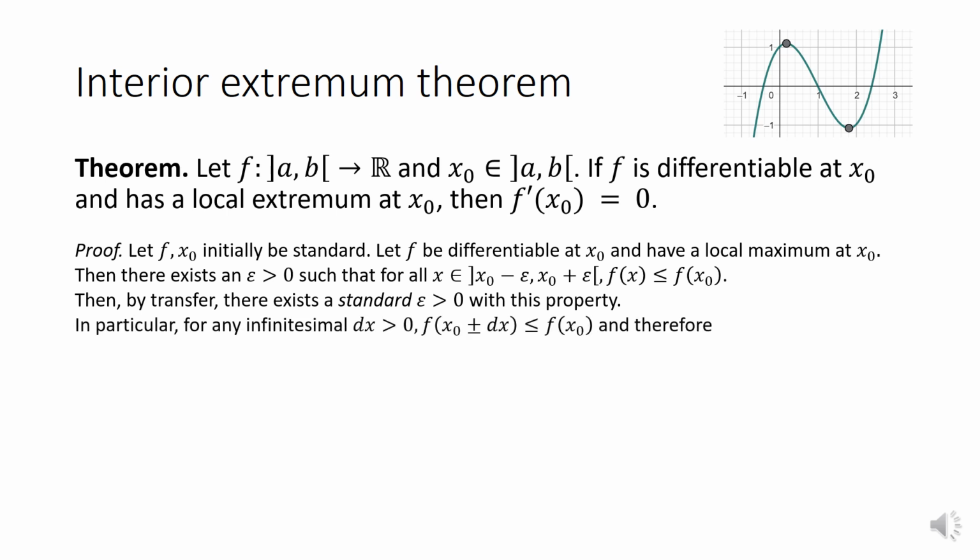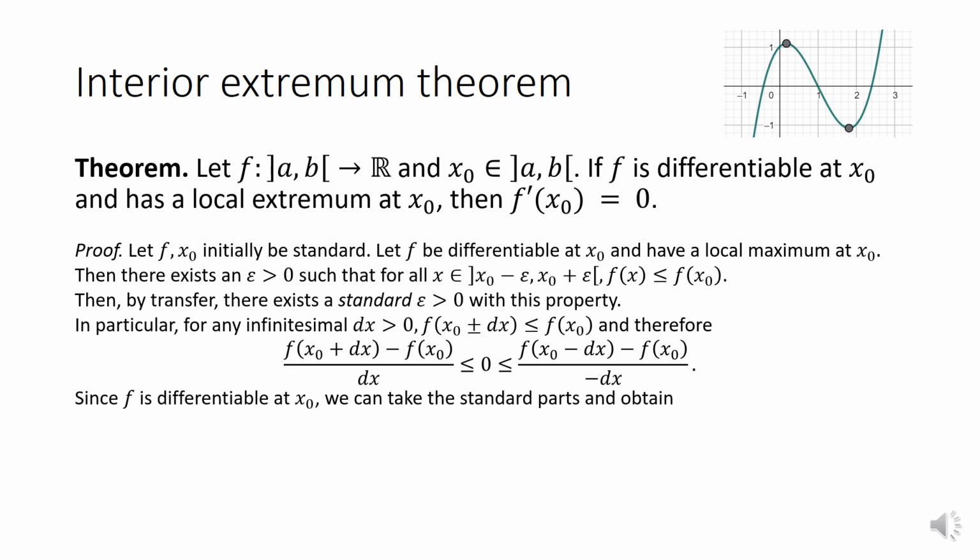In particular, for any positive infinitesimal dx, f of x0 plus or minus dx is less than or equal to f of x0, and therefore this inequality holds. Why? Well, the numerator is less than or equal to 0 in both fractions. The denominator is positive in the left fraction and negative in the right fraction. Both fractions are differential quotients, one with the differential dx and one with the differential negative dx.